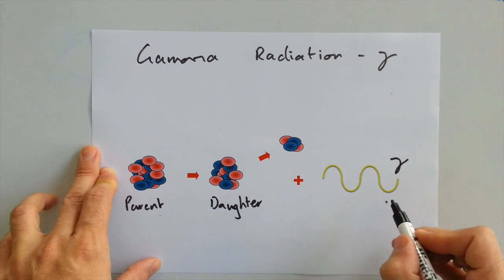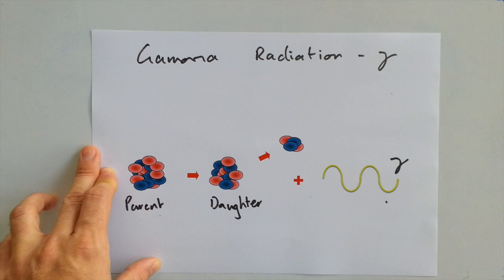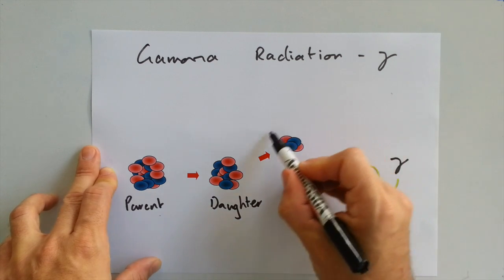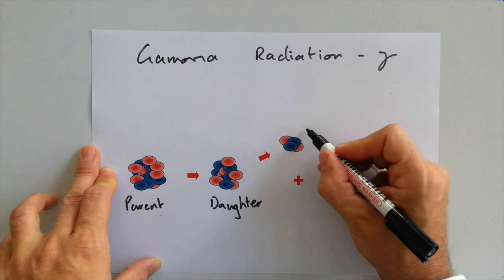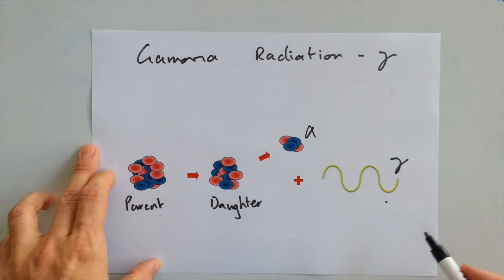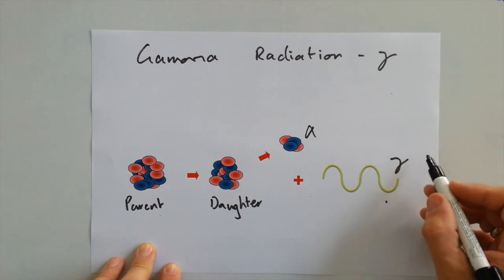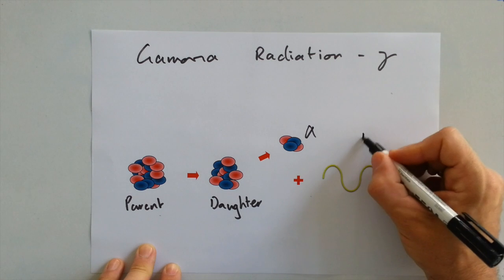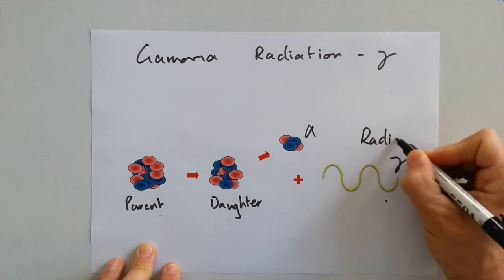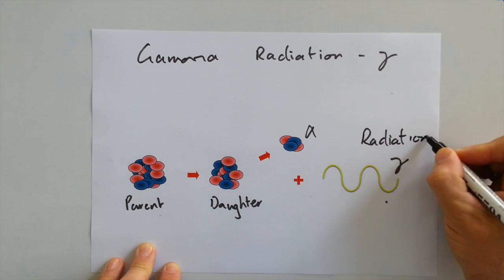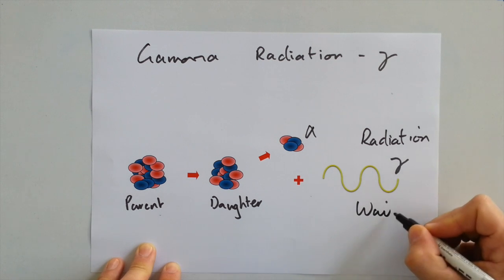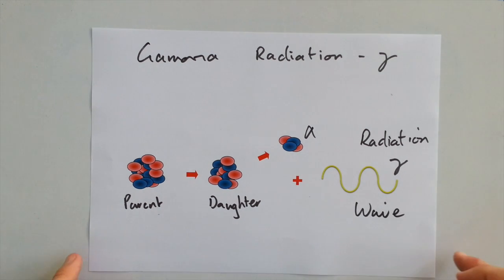Gamma radiation cannot occur on its own. It must occur, in this example, with alpha radiation, but it could have occurred in the previous example with beta radiation. So it cannot occur alone. So in this case, it's radiation which is a wave. So remember, alpha and beta are particles and gamma is a wave.